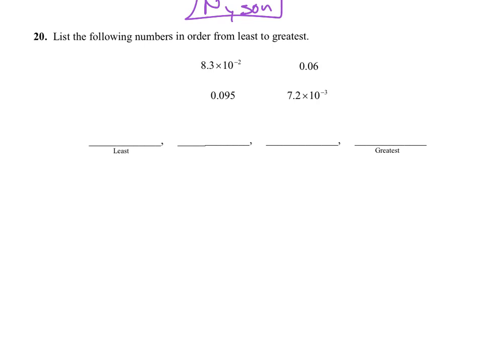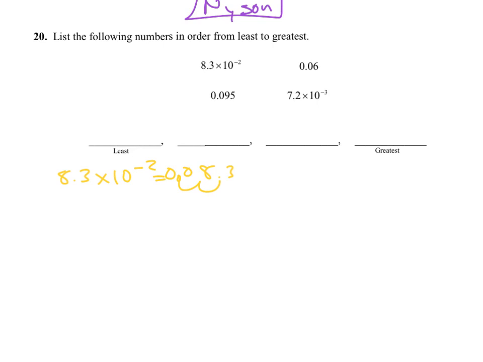So let's start off with what we know. We've got 8.3 times 10 to the negative 2 power. We've got 8.3, and we're going to move it 2 spots to the left: 1, 2, and add the 0. So our final answer there is going to be 0.083. All right, next number.